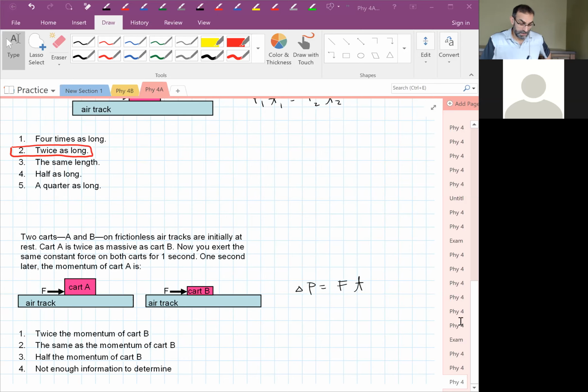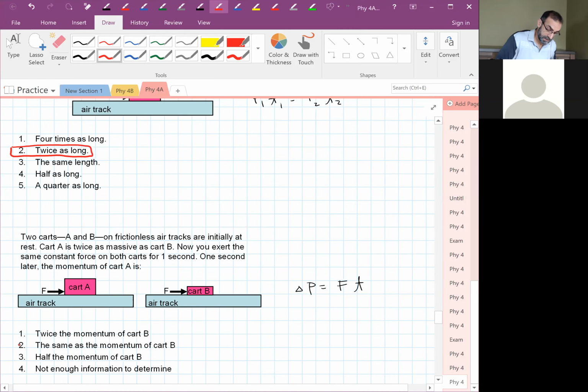They both had the same force exerted on them for the same amount of time. So they both had to have the same change in momentum. They both started with the same amount, so they both end up with the same amount.